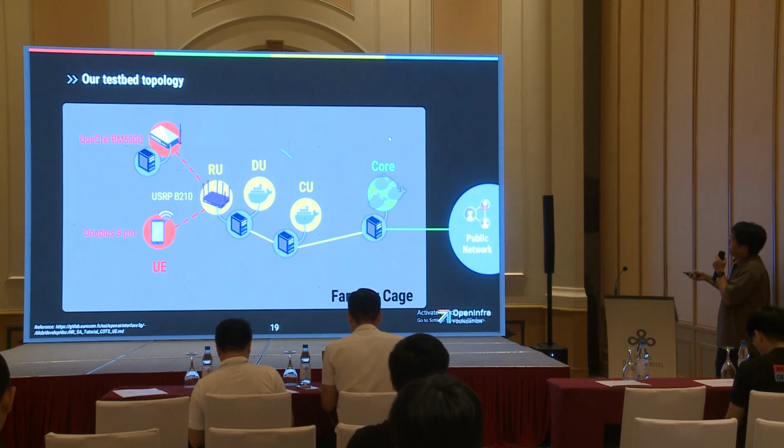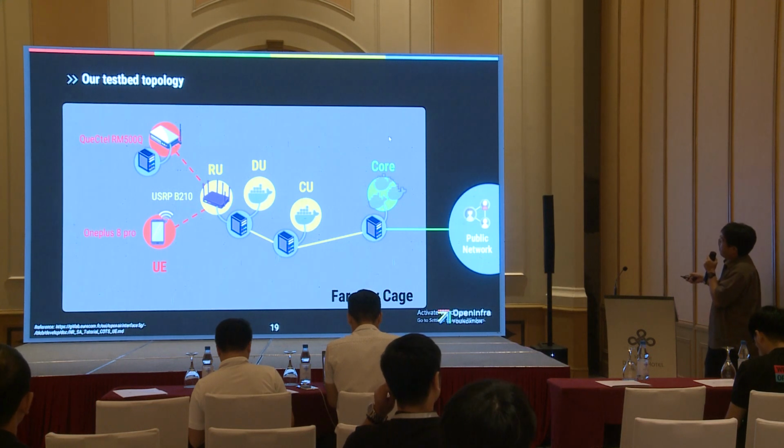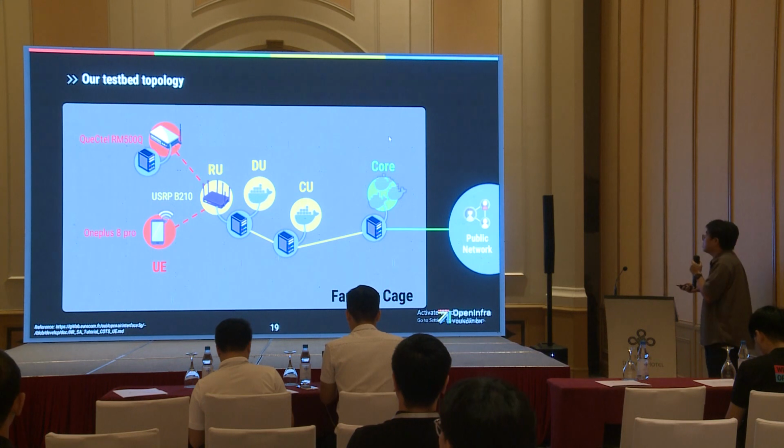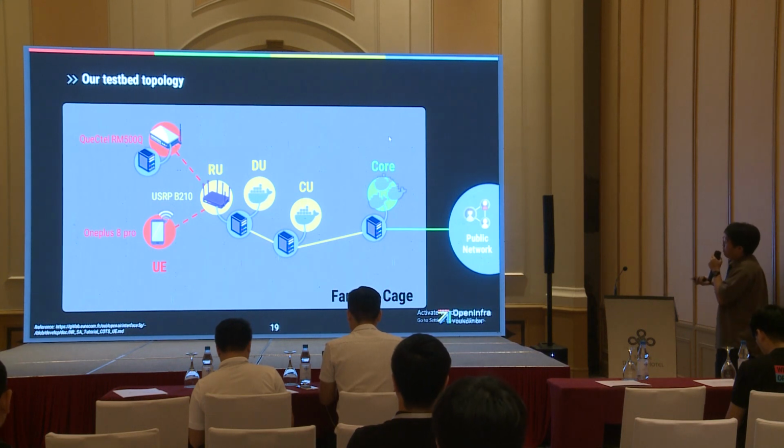And then after the gNB, the 5G core is just a server, with a bunch of containers running upon it. And then finally, after the core, it was connected to the public network. So this is our testbed. It looks like this one.